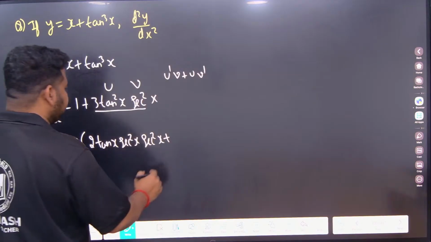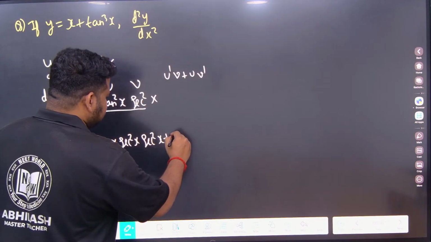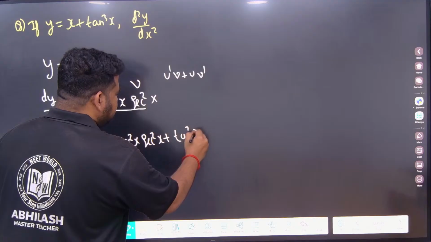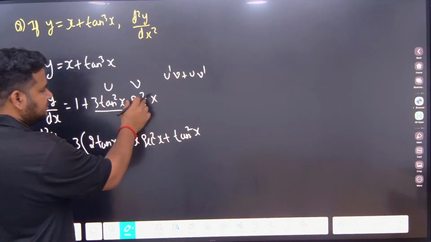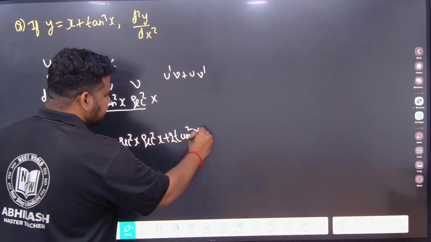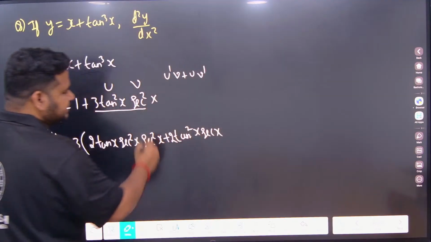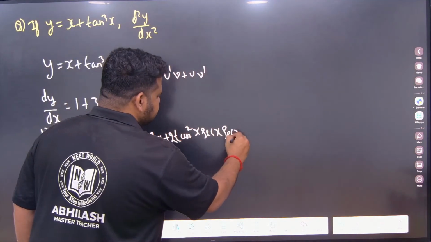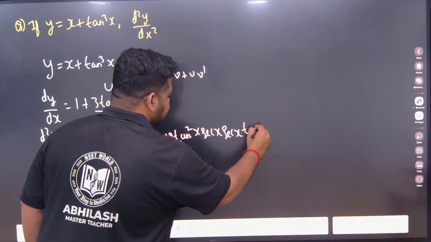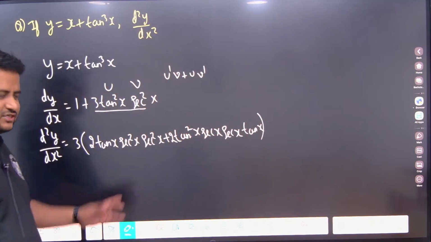Plus we are having tan square x. Now derivative of secant square x I should find out. Secant square x will become 2 secant x into derivative of secant x, which is secant x tan x. It appears big, but actually it is a very simple solution.